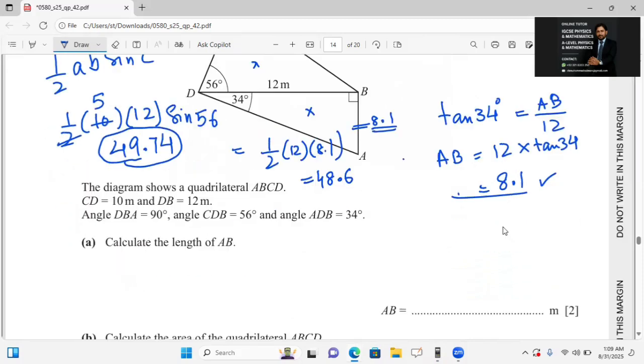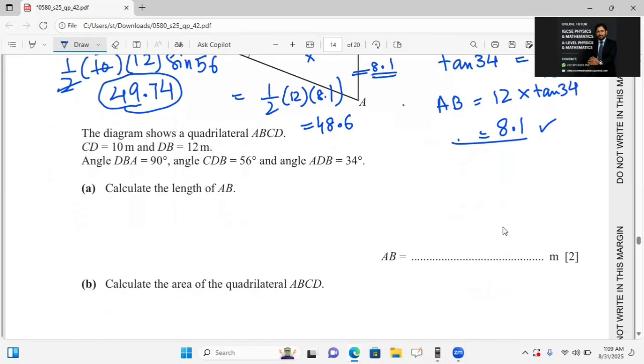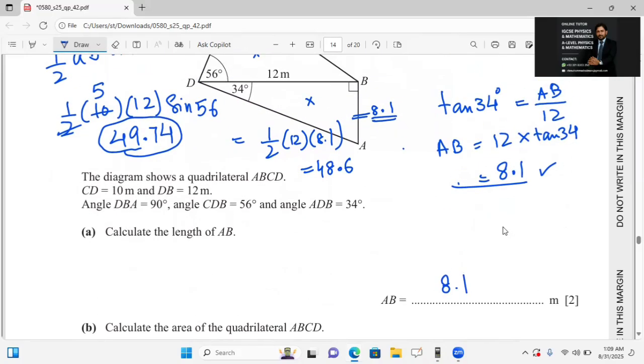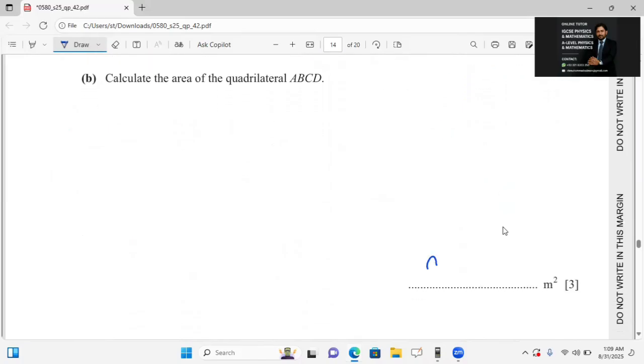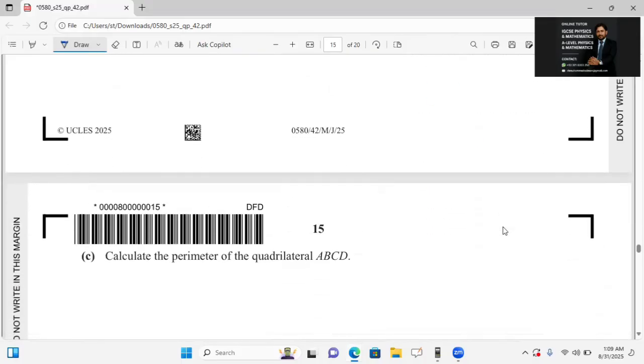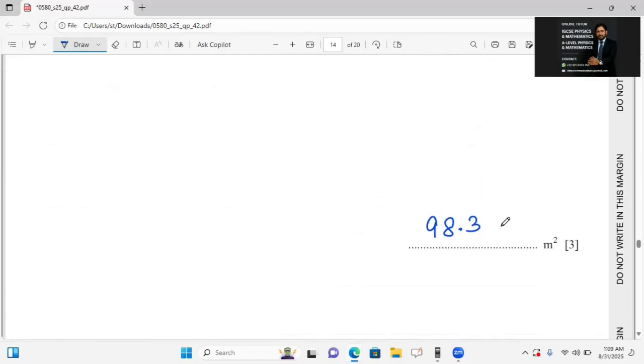So the area is equal to 98.3. In the last part of this question, calculate the perimeter of the quadrilateral.